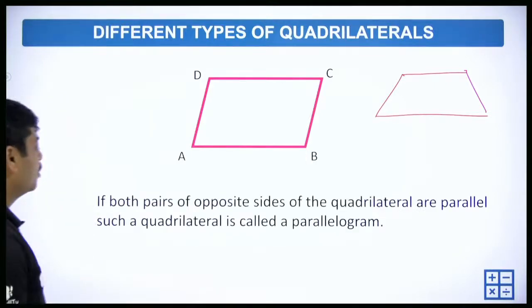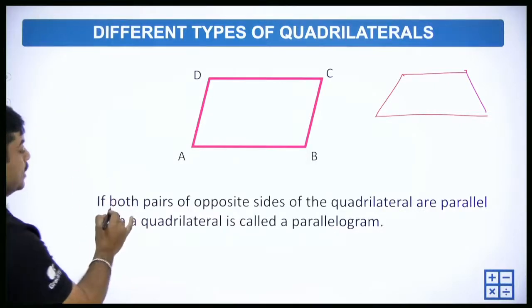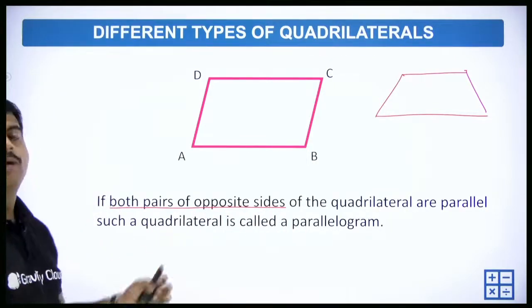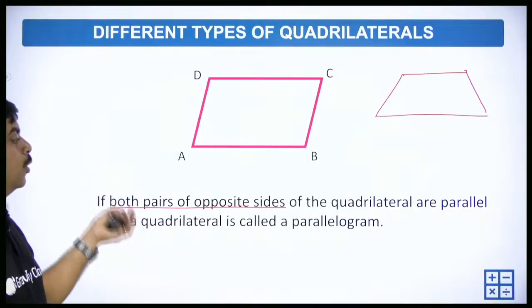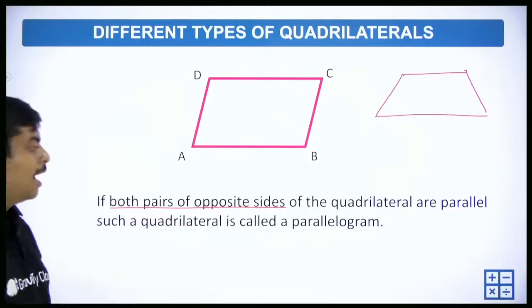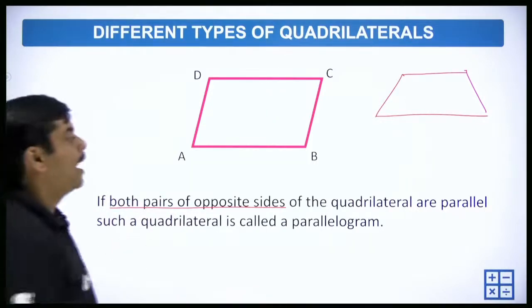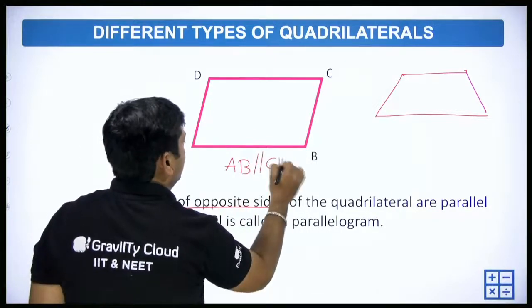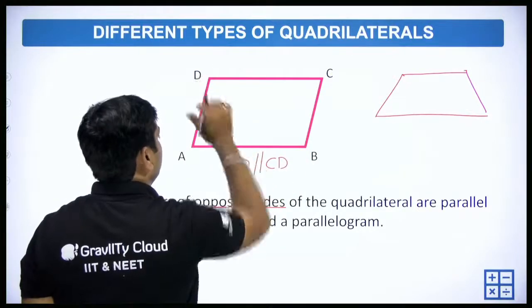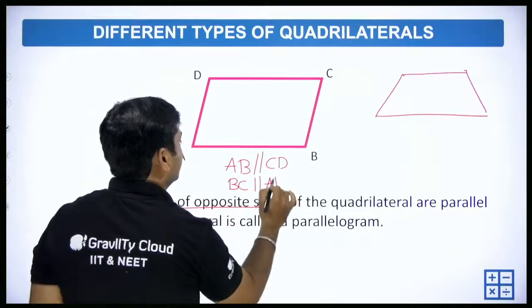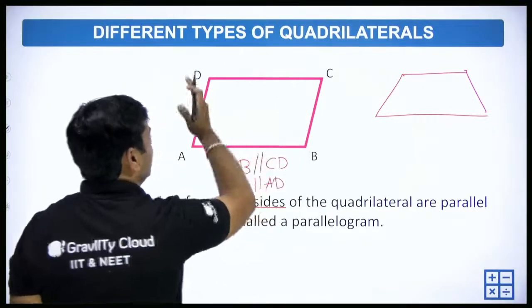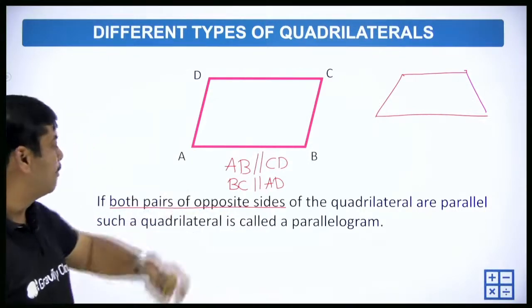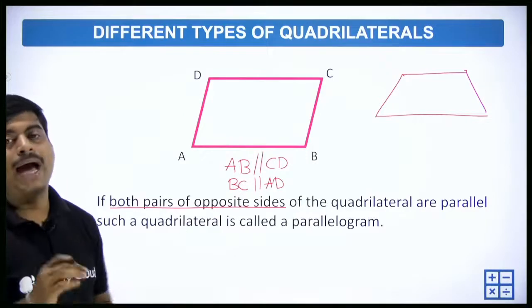We say that it is a parallelogram if both pairs of opposite sides of the quadrilateral are parallel. Such a quadrilateral is called a parallelogram. So here AB is parallel to CD, and in the same way BC is parallel to AD. If both pairs of opposite sides of the quadrilateral are parallel, such a quadrilateral is called a parallelogram.